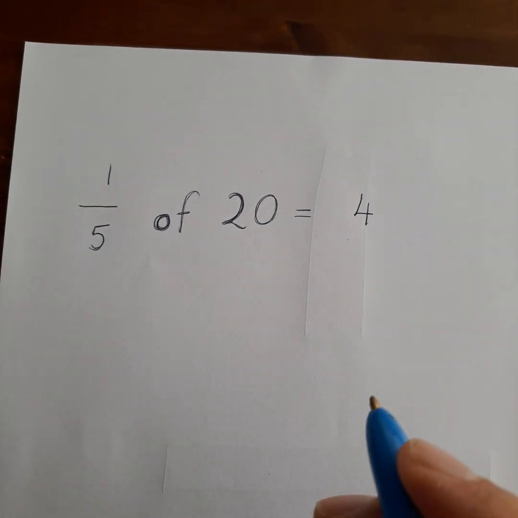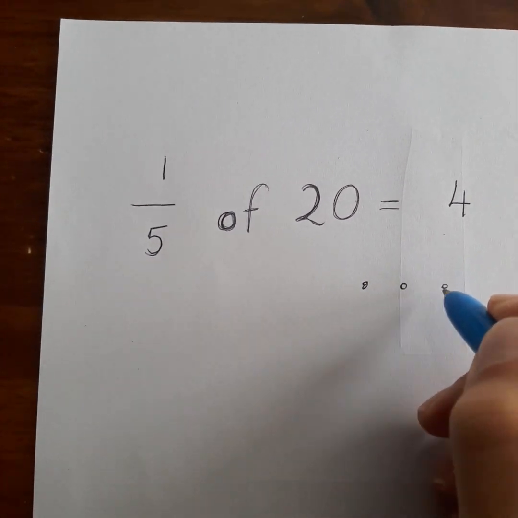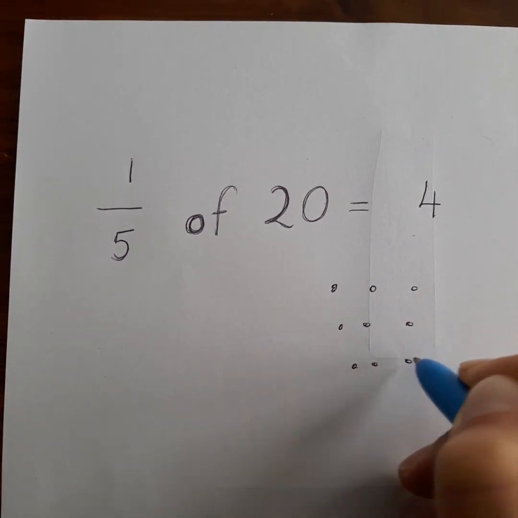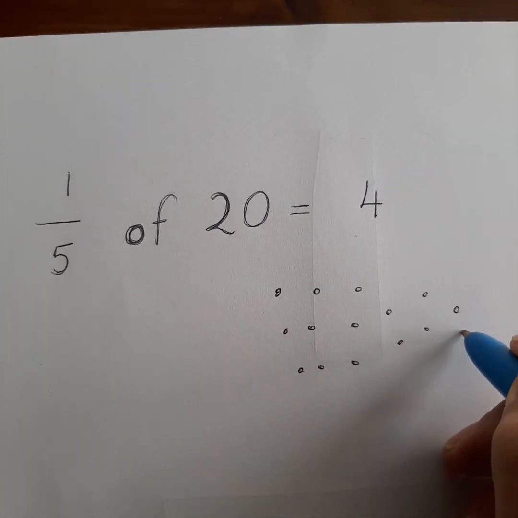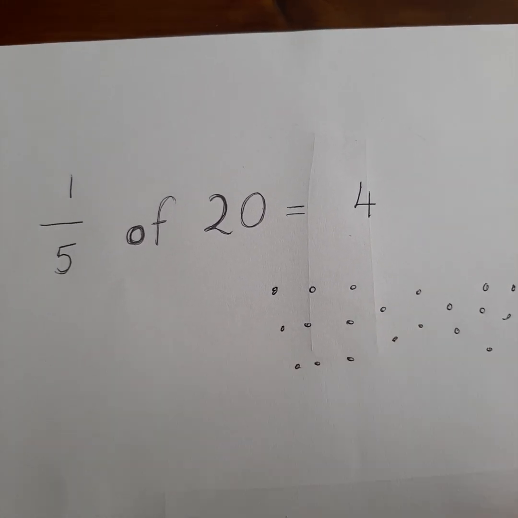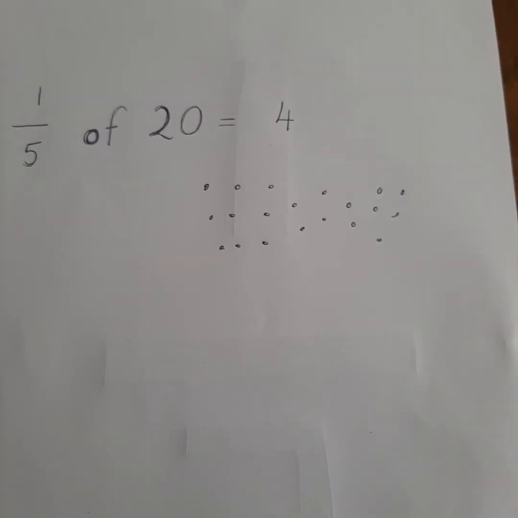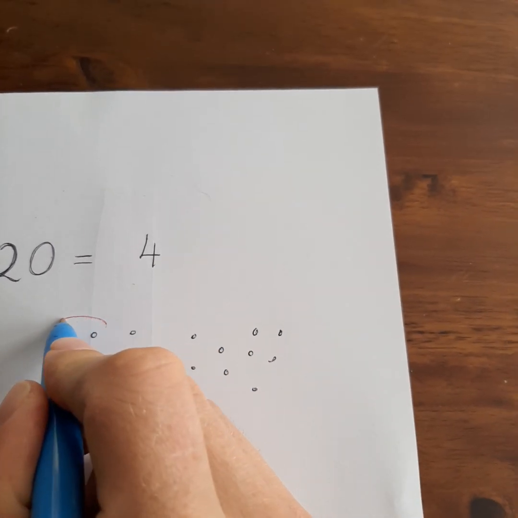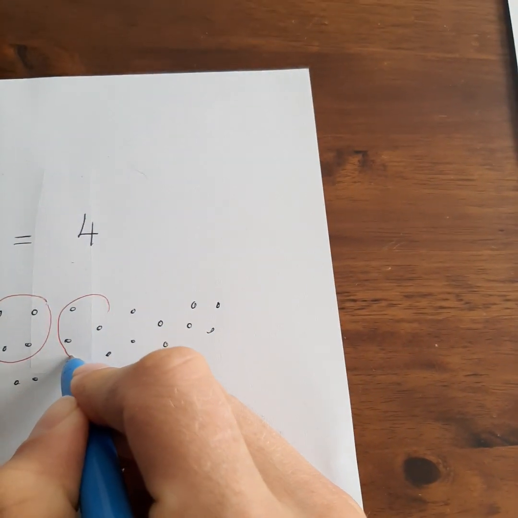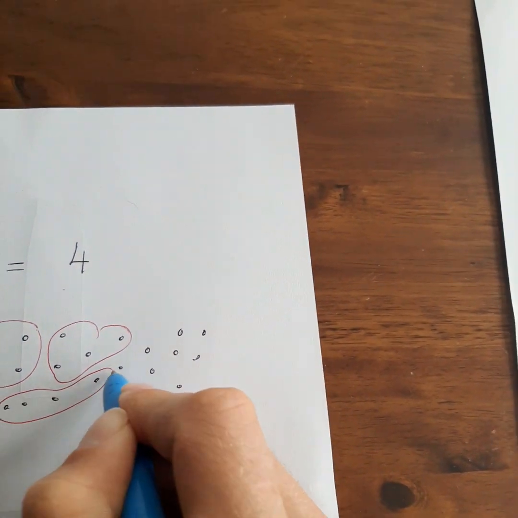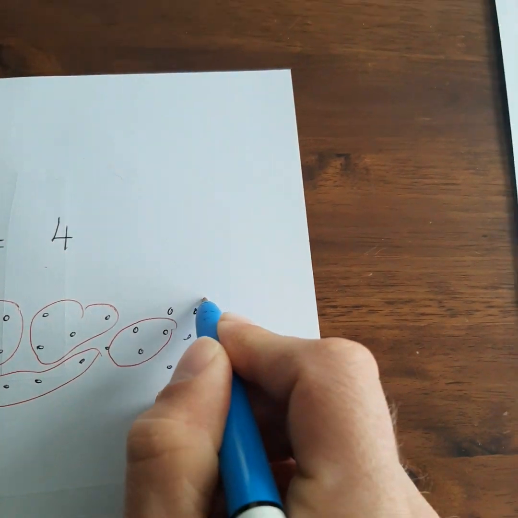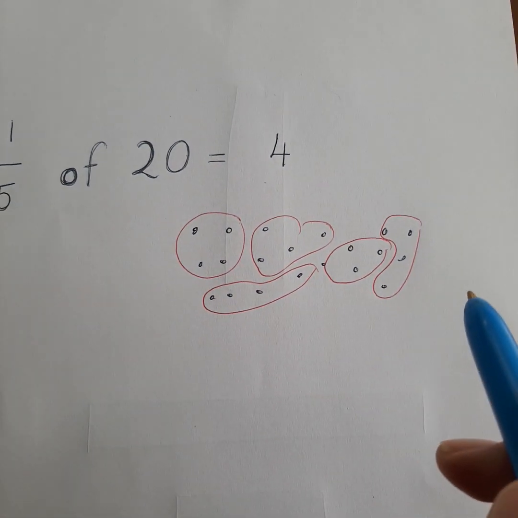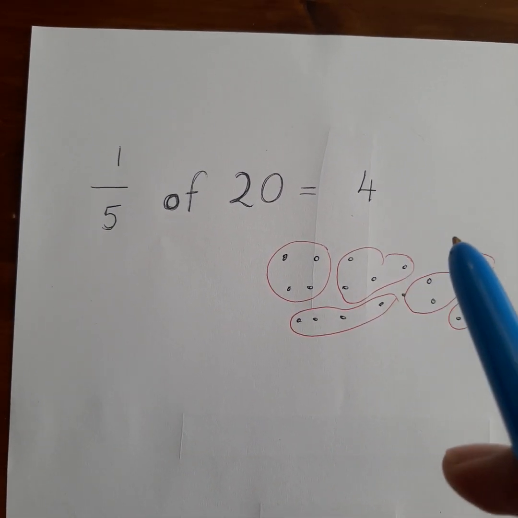Let's just draw it out to double check our answer. Okay, so I'll do 20 dots. There's 20 dots. Okay, let's arrange them into 5 equal groups. So my answer up here tells me that there should be 4 in each group. So that's the way I'll do it. Perfect. I have 5 equal groups. So yeah, 1/5 of 20 was 4.